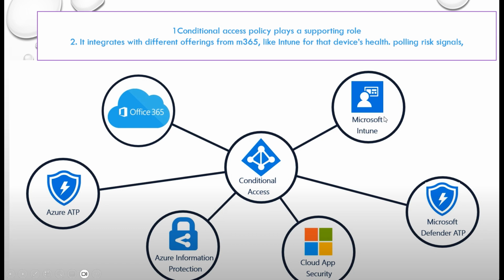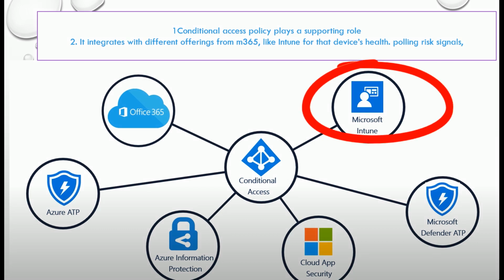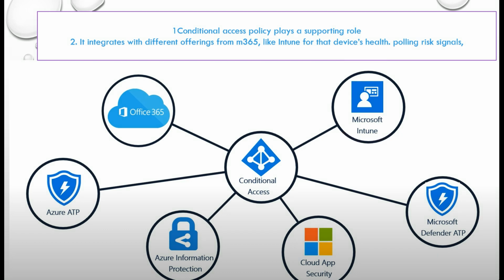If you are familiar with Microsoft Intune, there is something called a compliance policy. In the policy we can specify that the device should use Windows 10 or later, Windows 10 or 11. If you are using any older version, the device is not compliant, and in that way there are certain compliance policies we can enforce through Intune. In this way, conditional access plays a supporting role. It integrates with Office 365, Azure ATP, Azure Information Protection, Cloud App Security, and Microsoft Defender ATP.